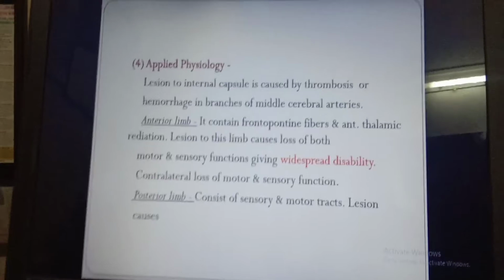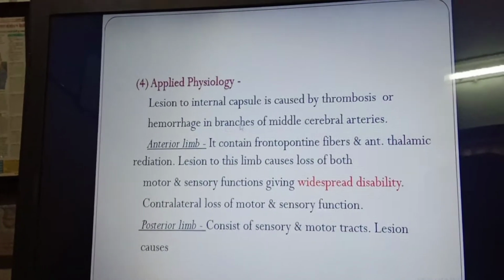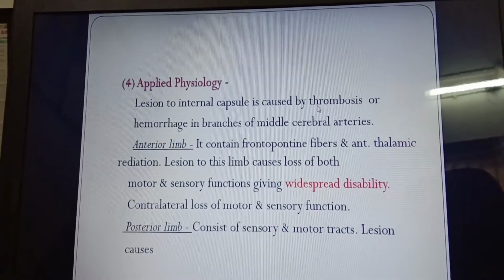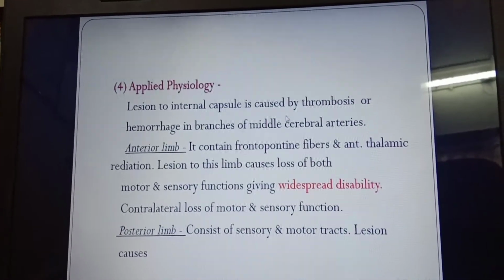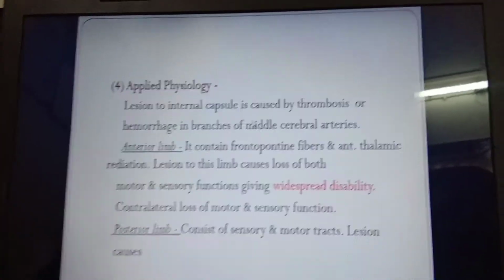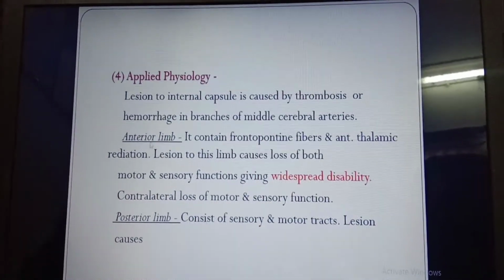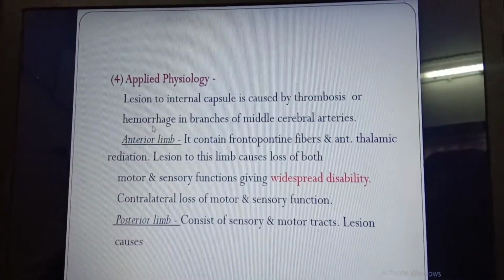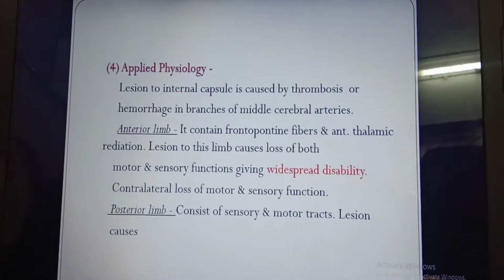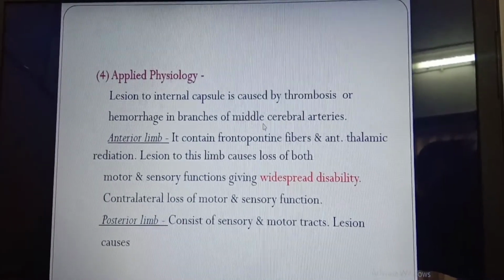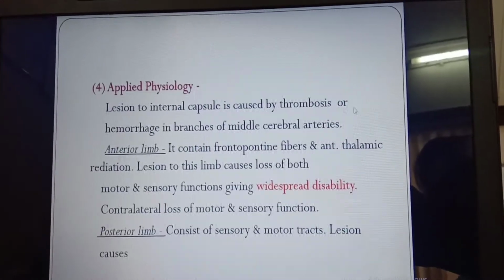So that's why, in applied physiology, you can see the lesion is caused because of thrombosis and hemorrhage. Thrombosis is going to obstruct the blood flow to the internal capsule by obstruction of the middle cerebral arteries, and hemorrhage, because of an increase of blood pressure, is going to cause bleeding from the middle cerebral arteries, and directly give a lesion to the internal capsule.